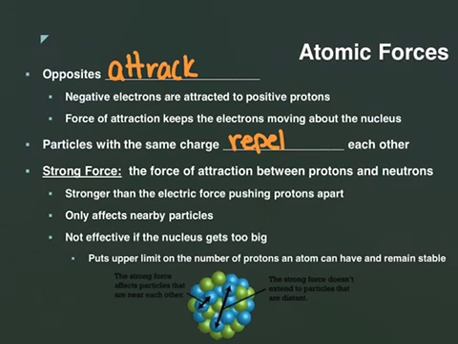So we get this thing called the strong force. The strong force is the force of attraction between protons and neutrons. This is stronger than the electrical force that pushes the protons apart. And it's only going to affect nearby particles. It's not effective if the nucleus gets too big. So it's kind of got the just right size, because it puts an upper limit on the number of protons an atom can have and remain stable.